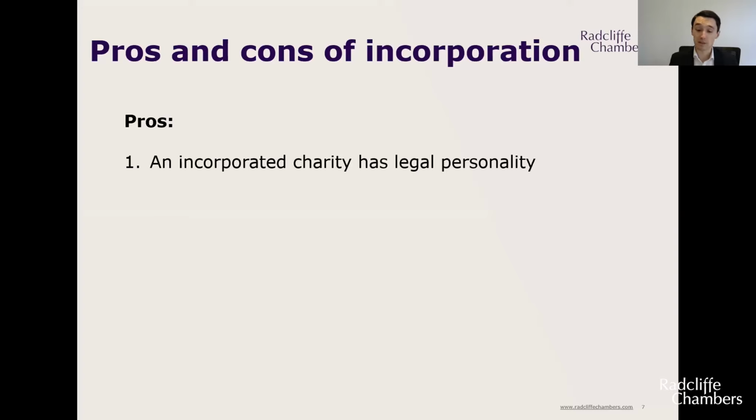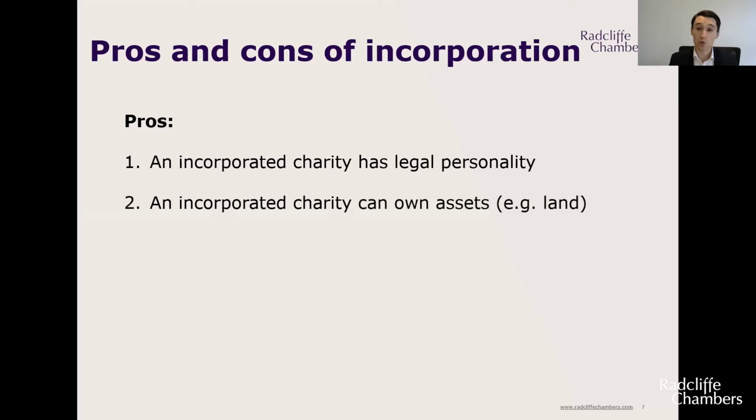The second main benefit is that an incorporated charity can own assets itself. In particular, this is very useful for land because it means the trustees don't need to register the land in the name of the official custodian for charities or in their own names and then have to remember to change the name each time a trustee leaves it or dies.